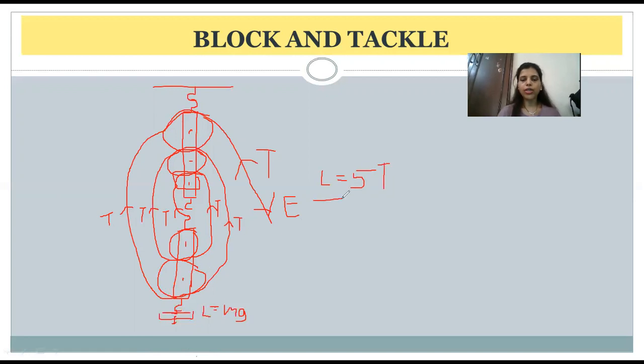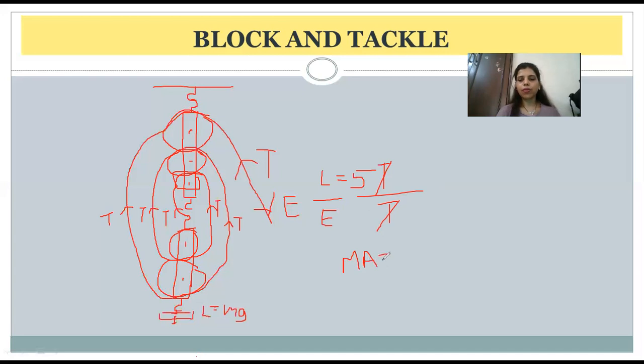And upon effort I'm writing directly. You have to first write load and effort separately, and then write MA is equal to load upon effort. And then this tension gets cancelled. So your MA is equal to 5.